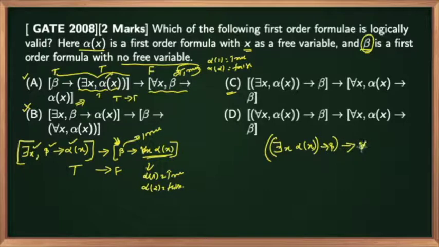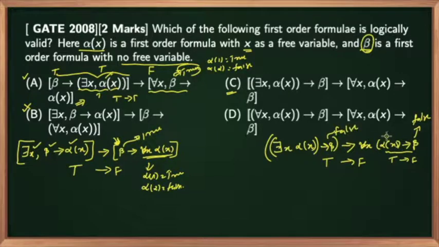Then we have for all x, alpha of x implies beta, right? So to prove this is not valid, I have to have a truth assignment such that true implies false. So beta should be false. I know that beta should be false, and here also it is false.